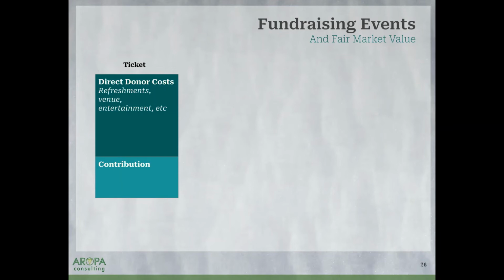So you have a fundraising event, you sell a ticket. Well, that ticket costs money. That event costs money, right? There's the event menu, there's refreshments or food, there's the entertainment for the event. That is considered a direct donor cost. All of those costs to put on that particular event are considered direct donor costs, and those actually are supposed to be on their own on your financial statements.